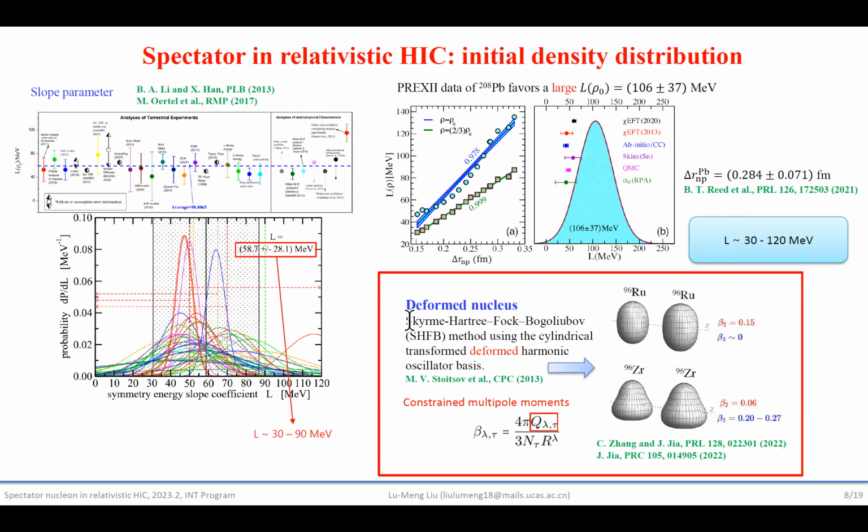We also consider the effect of the deformation through the Skyrme-Hartree-Fock-Bogoliubov method using the deformed harmonic oscillator basis. The previous study from Chunjiang Zhang and Jiangyong Jia shows that the ruthenium has a large beta 2 deformation and the zirconium has a large beta 3 deformation.